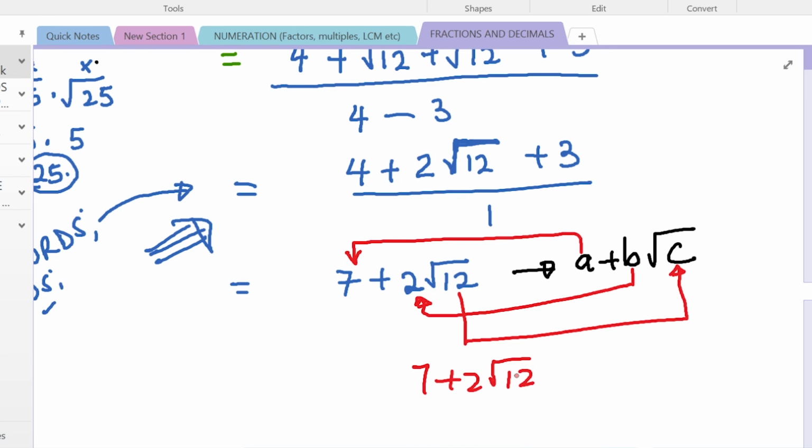So with that being said, this session on fractions and decimals, past paper questions on UNEB, ends here, and next time we shall be looking at another topic.